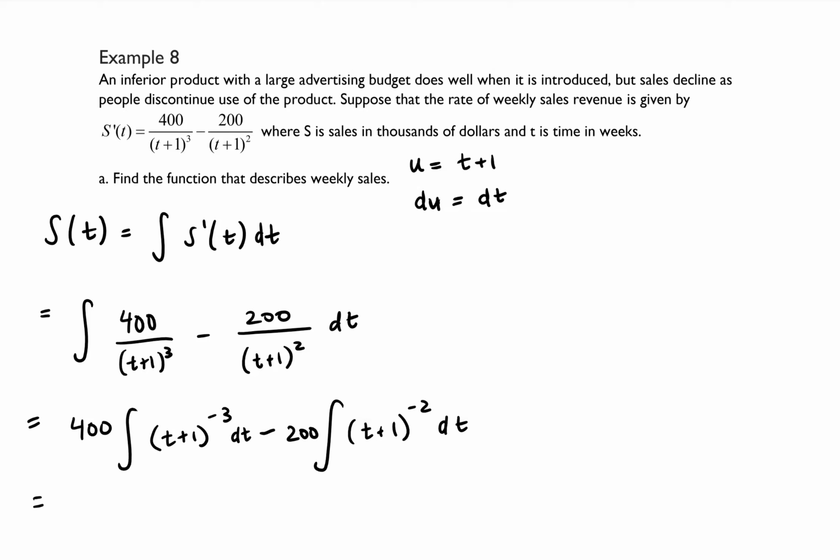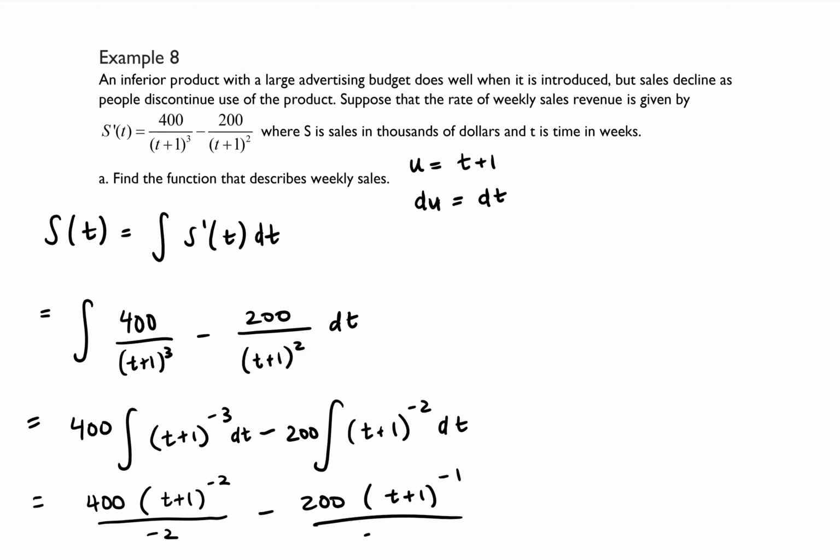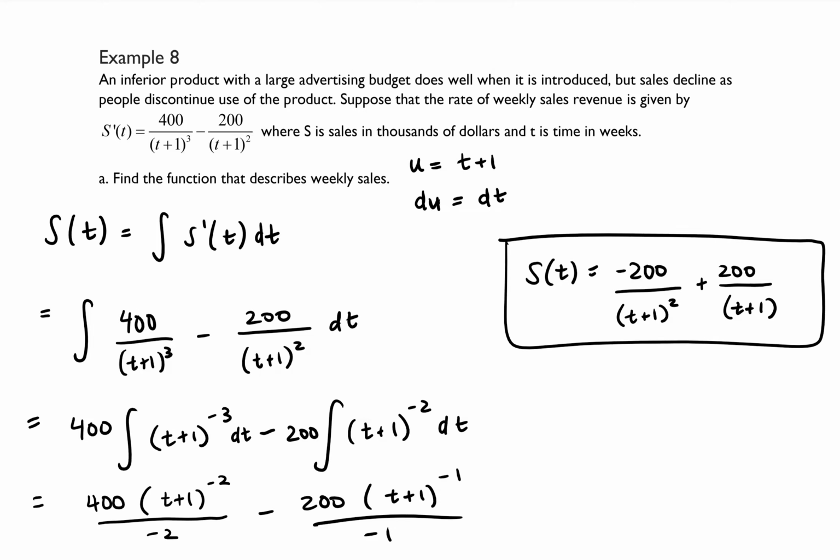So that will equal 400 times t plus 1 to the negative 2 power divided by negative 2 minus 200 times t plus 1 to the negative 1 power over negative 1. So our final sales function will equal negative 200 over t plus 1 squared plus 200 over t plus 1. So that is our sales function for part A.